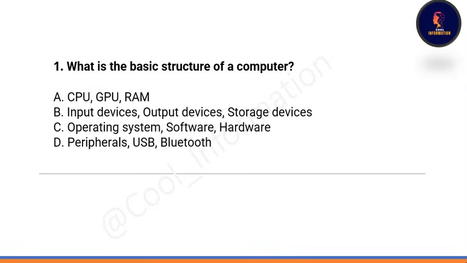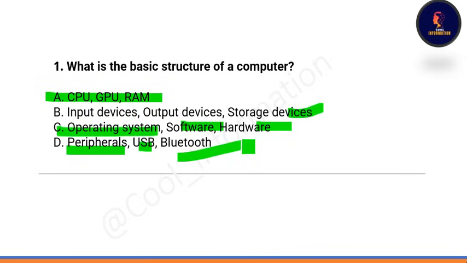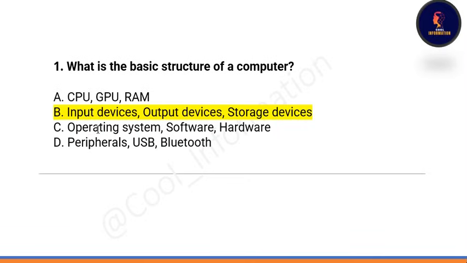Okay. So the first question from the first unit is, what is the basic structure of a computer? Option A, CPU, GPU or RAM. Option B is input device, output device and storage device. Option C is operating system, software, hardware, and the last option is peripherals, USB or Bluetooth. Options are confusing, but the correct option of this question is option B, which is input device, output device and storage device are the basic structure of a computer.